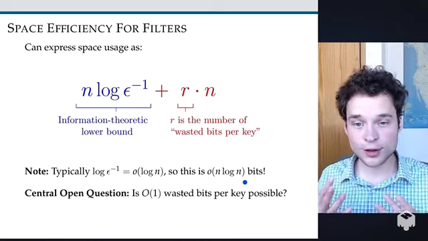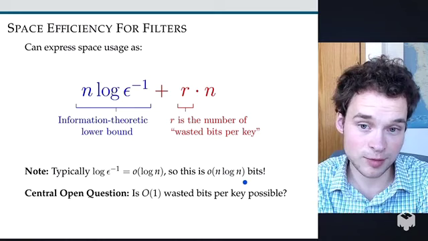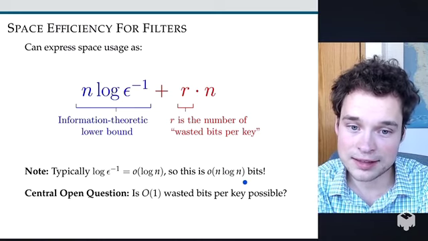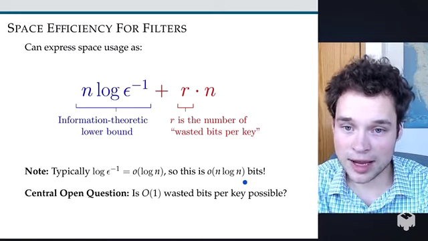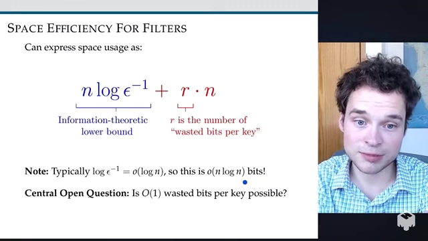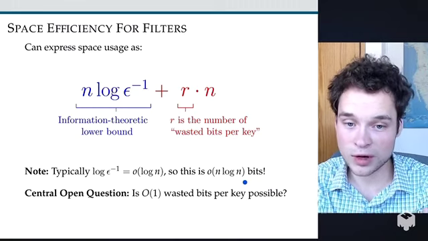But the question that we still don't know the answer to, or that at least we haven't known the answer to until now, is how small can we make r? Is it possible maybe even to get order 1 wasted bits per key?